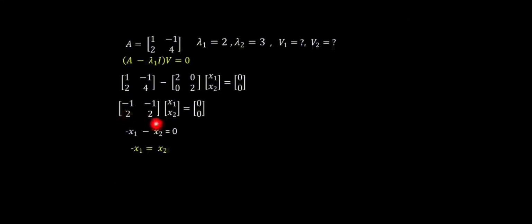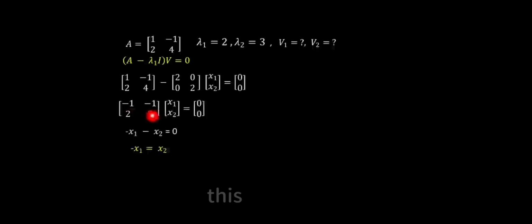If they are similar, we're just going to pick one, either the second row or the first row. So I pick the first row. We multiply: negative 1 times x1, we get negative x1. Negative 1 times x2, we get negative x2, equal to 0. So we are going to transpose it. This x2, we move it here, so we get negative x1 is equal to x2.